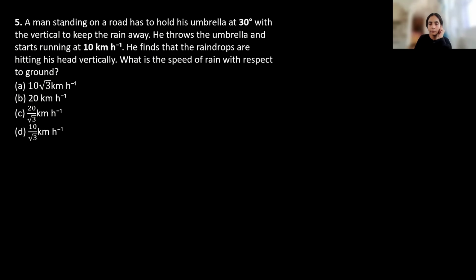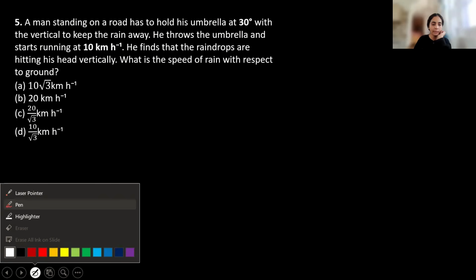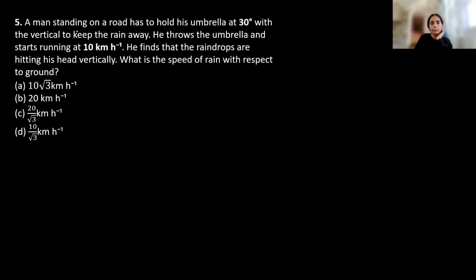So rain and umbrella problem बहुत ही कॉमन है और बहुत ही प्यार से अच्छे से समझना चाहिए हमें कॉन्सेप्ट को. So a man standing on a road has to hold his umbrella at 30 degree with the vertical to keep the rain away. So man standing on road. Standing कहने का मतलब man is at rest. And if man is at rest, then he feels like he has to hold his umbrella at 30 degree with the vertical. So कितने एंगल पे होल्ड करना है? 30 डिग्री. So this is direction of what? Direction of rain with respect to ground. क्योंकि man is at rest. Ground रेस्टिंग होता है. So रेस्ट वाले फ्रेम से velocity of rain is what? In this sense. So this is VRG.